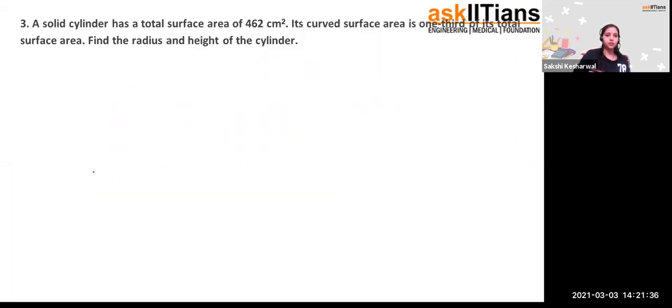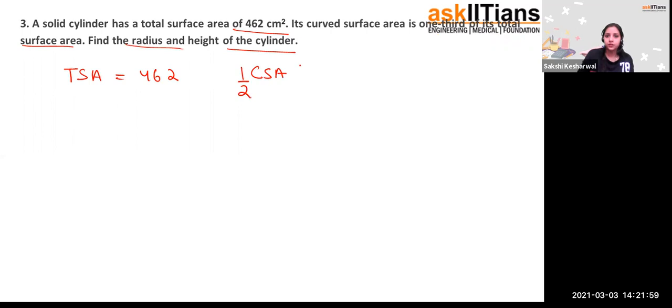Right? Now, coming to the next question, it says that the solid cylinder has a total surface area of this much, and its curved surface area is 1/3 of its total surface area. Find the radius and the height of the cylinder. So it's given what, beta? TSA is equal to what? 462, and it's given CSA is what, beta? 1/3 of TSA, right? Yes or no?